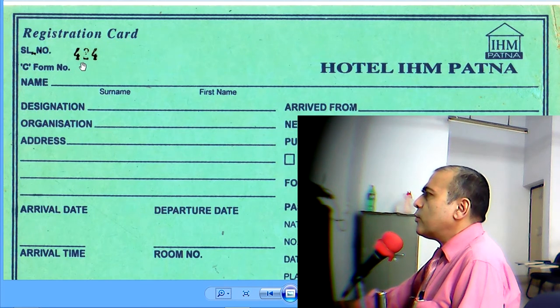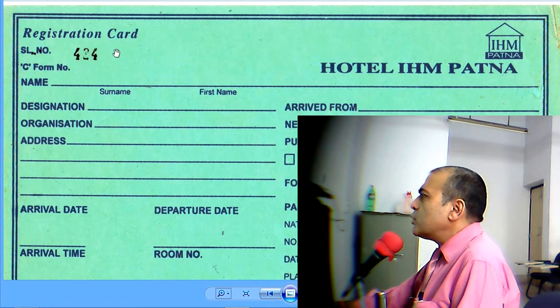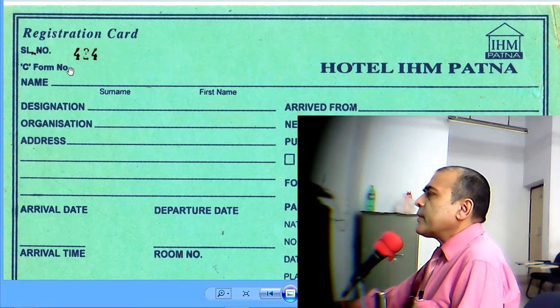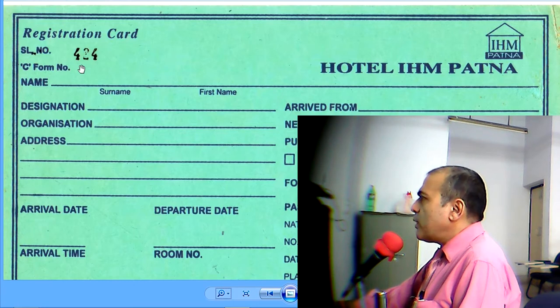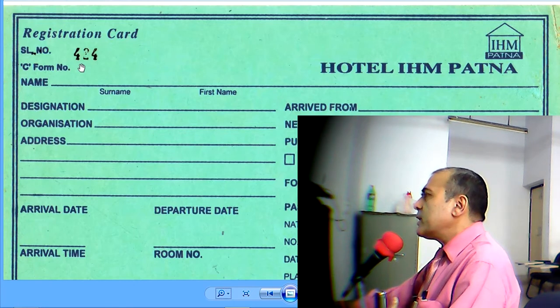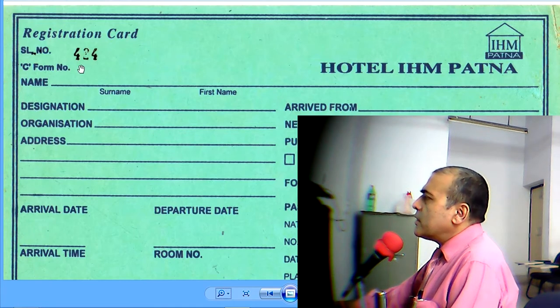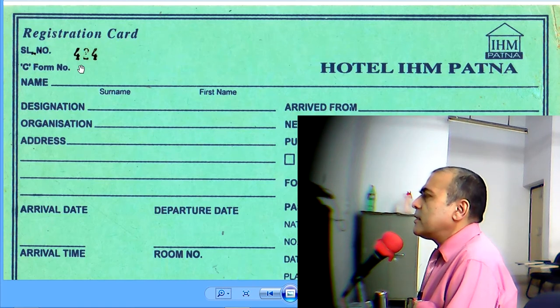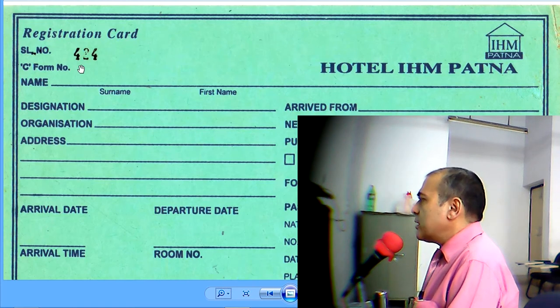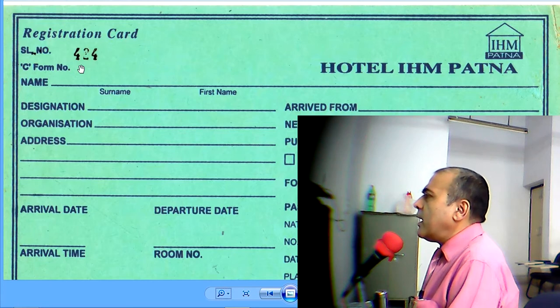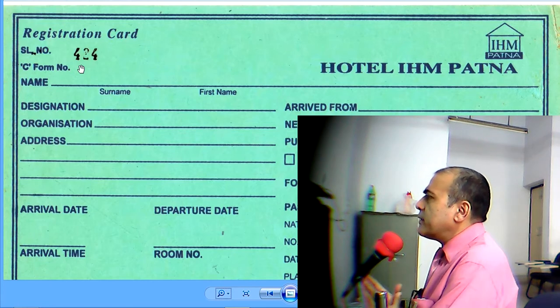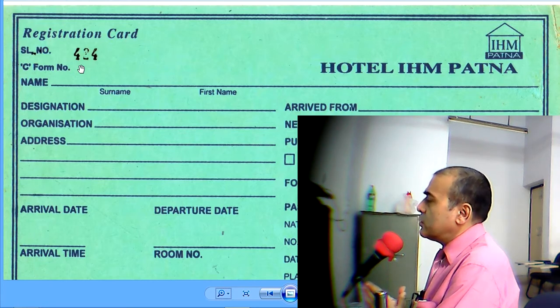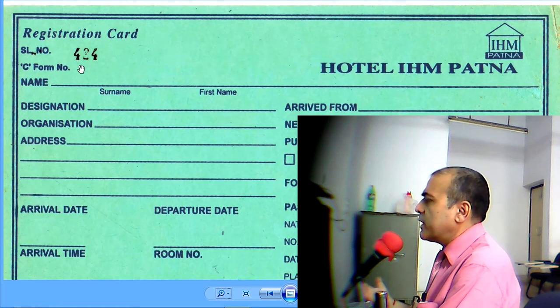This 424 is the serial number of this registration card, and this is a unique number. Every GRC will have a unique number. And there is a space here for C form number. C form is a document we'll cover in the next video. It is filled for foreigners. It is mandatory for all foreigners to be filled by the hotel and to be sent within a given time period. Sometimes it is 24 hours, sometimes it is 48 hours.